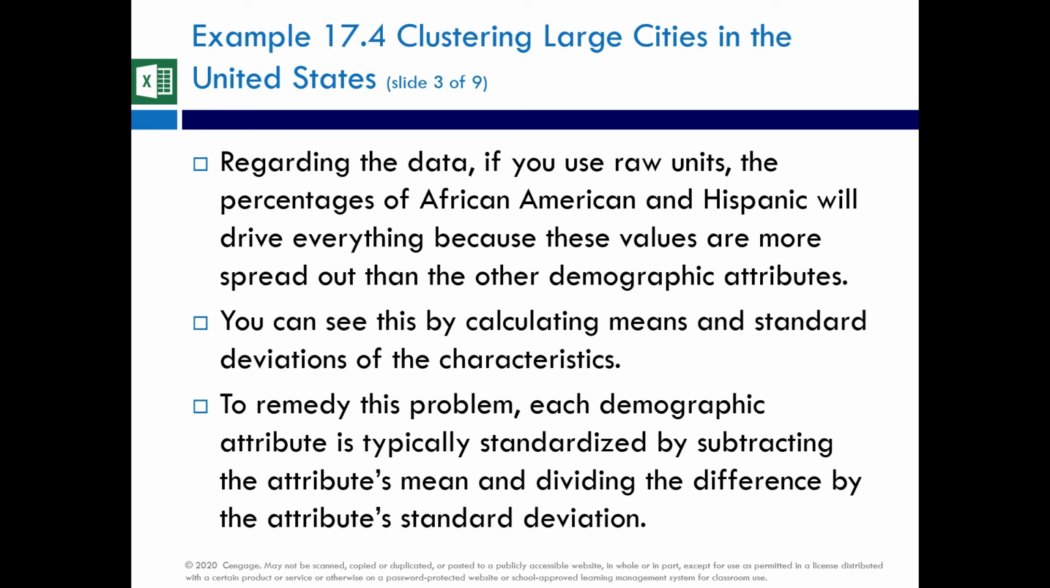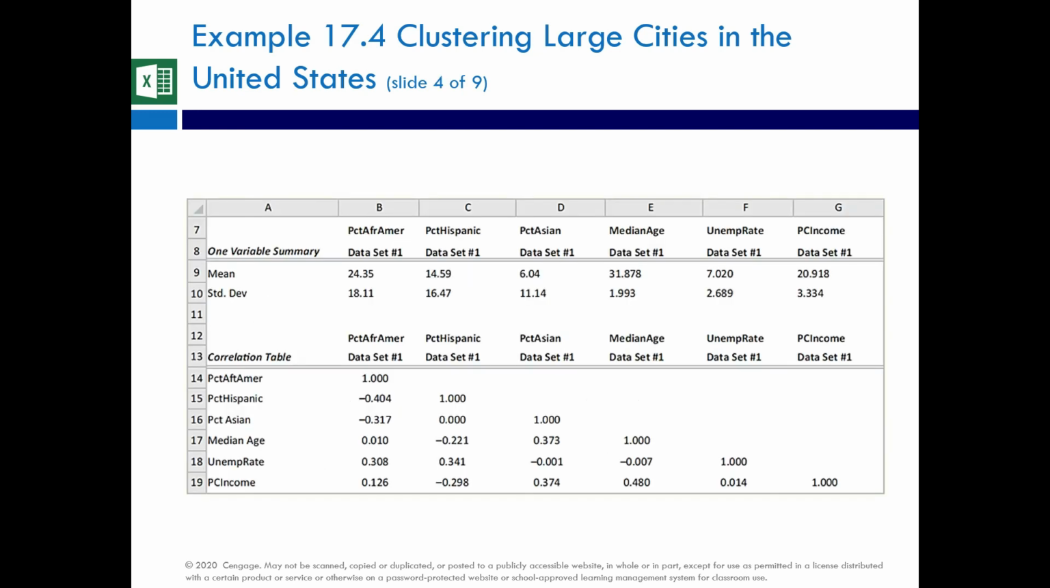Regarding the data, if you use raw units, the percentages of African Americans and Hispanics will drive everything because these values are more spread out than other demographic attributes. You can see this by calculating the means and the standard deviations of the characteristics. To remedy this problem, each demographic attribute is typically standardized by subtracting the attribute's mean and dividing the difference by the attribute's standard deviation.